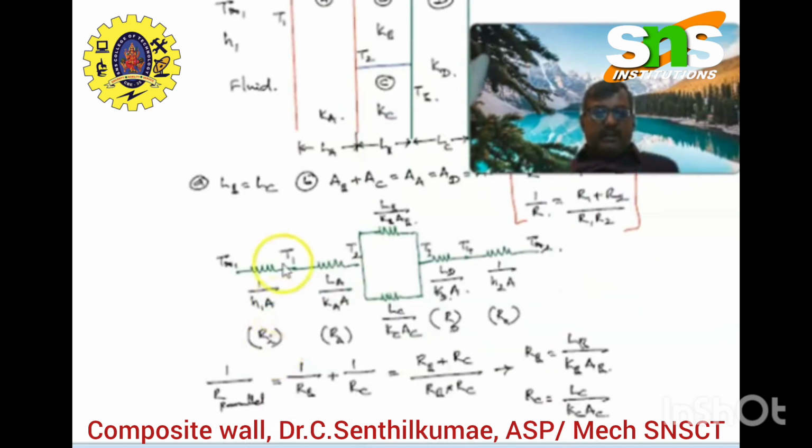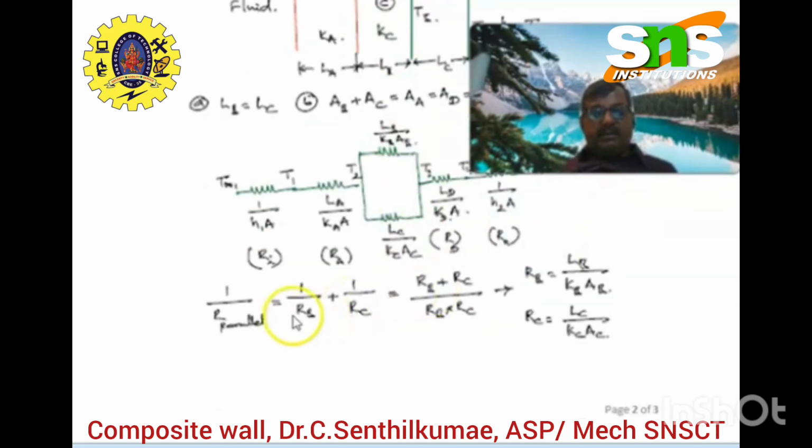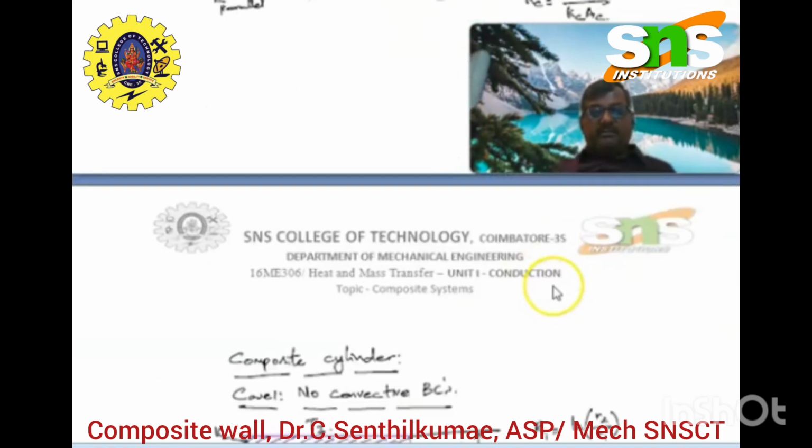Let me see the thermal resistance circuit here. This is convection, 1 by H1A. This is conduction, and Kb, Kc, Kd is conduction, and Kb and Kc have a parallel connection, so the circuit diagram is indicated like this, which has the conduction L by Ka, Lc by Kc, and 1 by R parallel is equal to 1 by Rb plus 1 by Rc. Already we have seen it, 1 by Rb plus 1 by Rc, that is Rb into Rc.